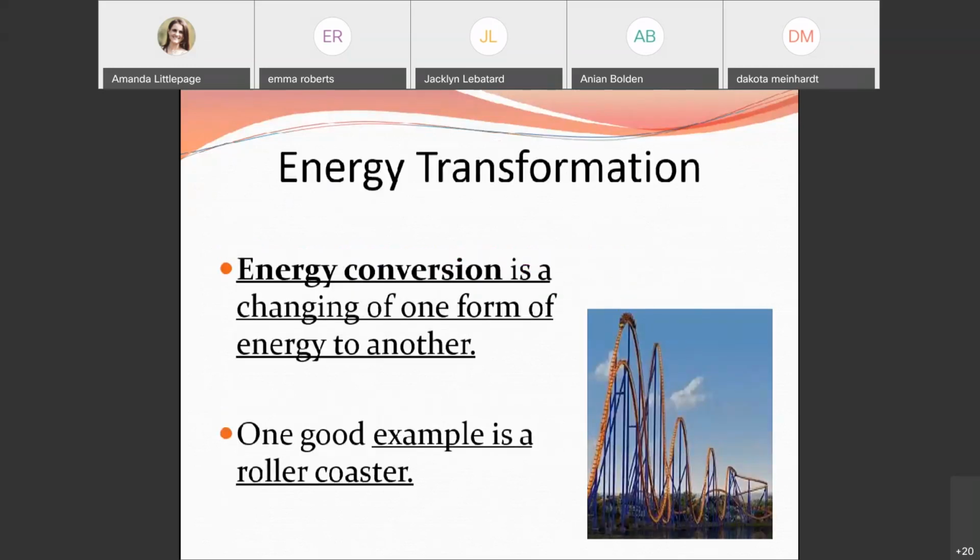Another way to look at this is using the term energy conversion. This basically means that energy changes from one form to another. A great example of this is a roller coaster. We've talked a lot about roller coasters, and we'll look at a video in just a moment. But remember that on a roller coaster, you basically have a shift from kinetic to potential. There's always going to be some energy loss in the form of heat due to friction as well. But energy conversion is just another way to describe that energy can change from one form to another.